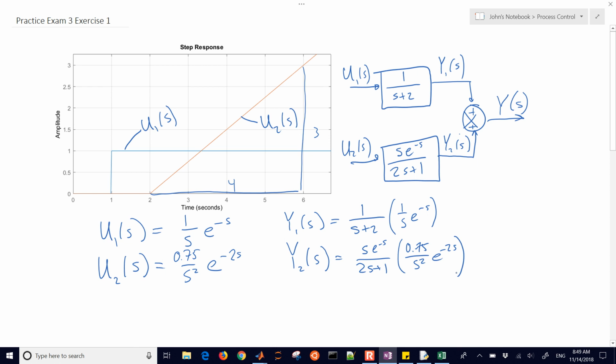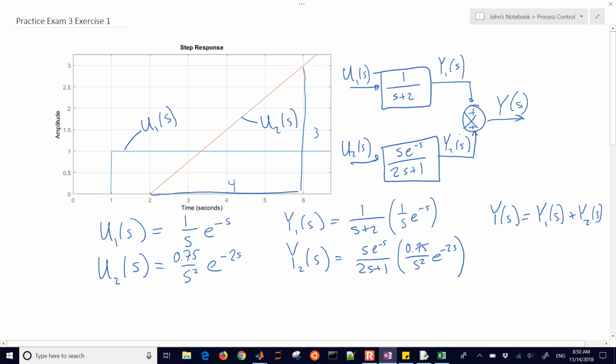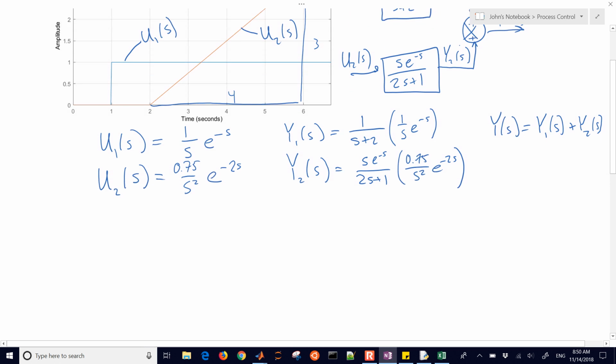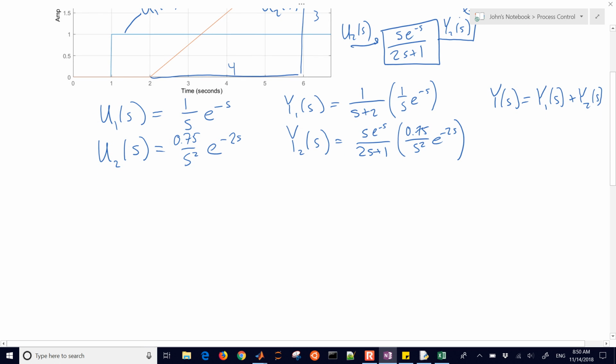Okay, and then I add these two together. So now y of s is going to be equal to y1 of s plus y2 of s. Okay, let's keep going with this. We'll go ahead and just combine those two. So y of s equals 1 over s plus 2.